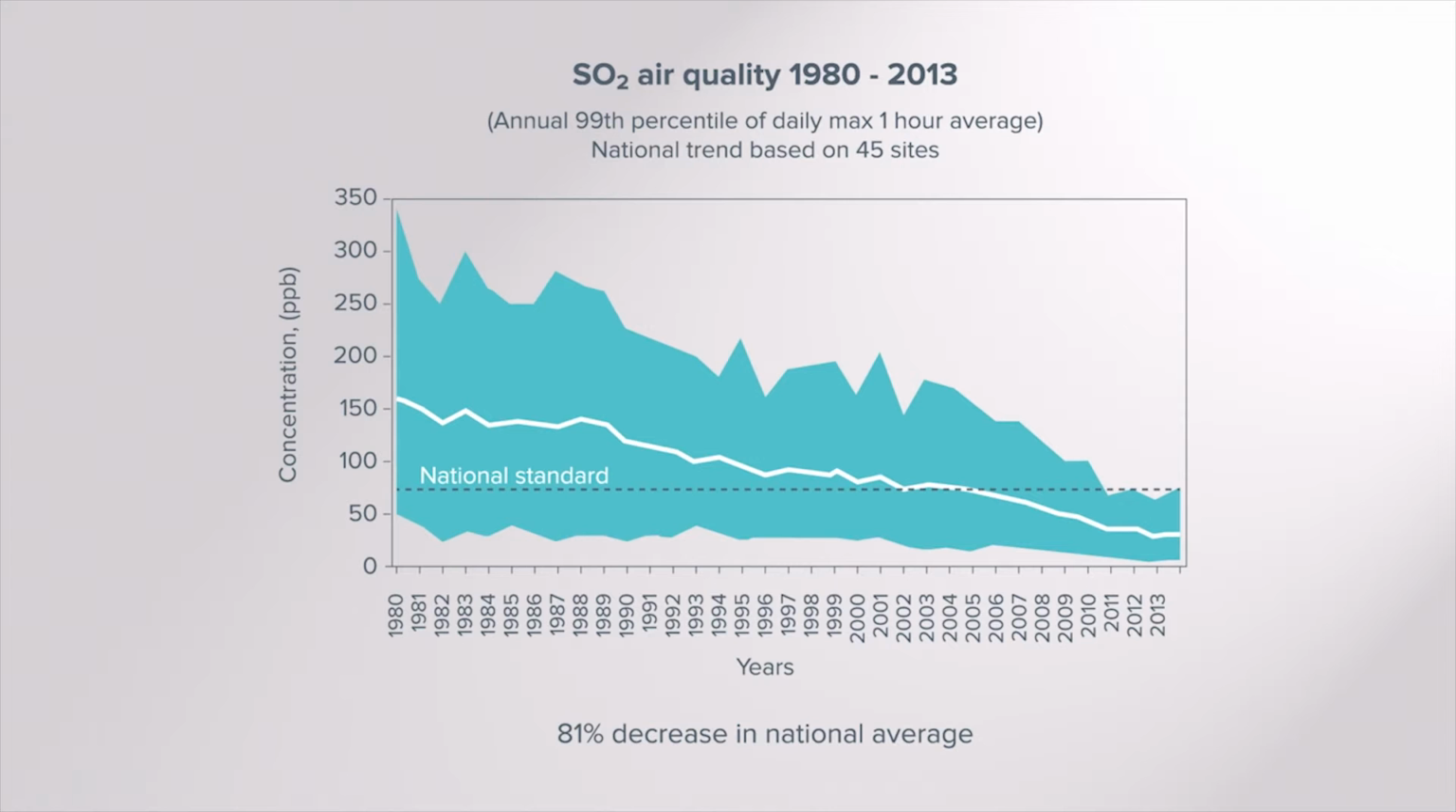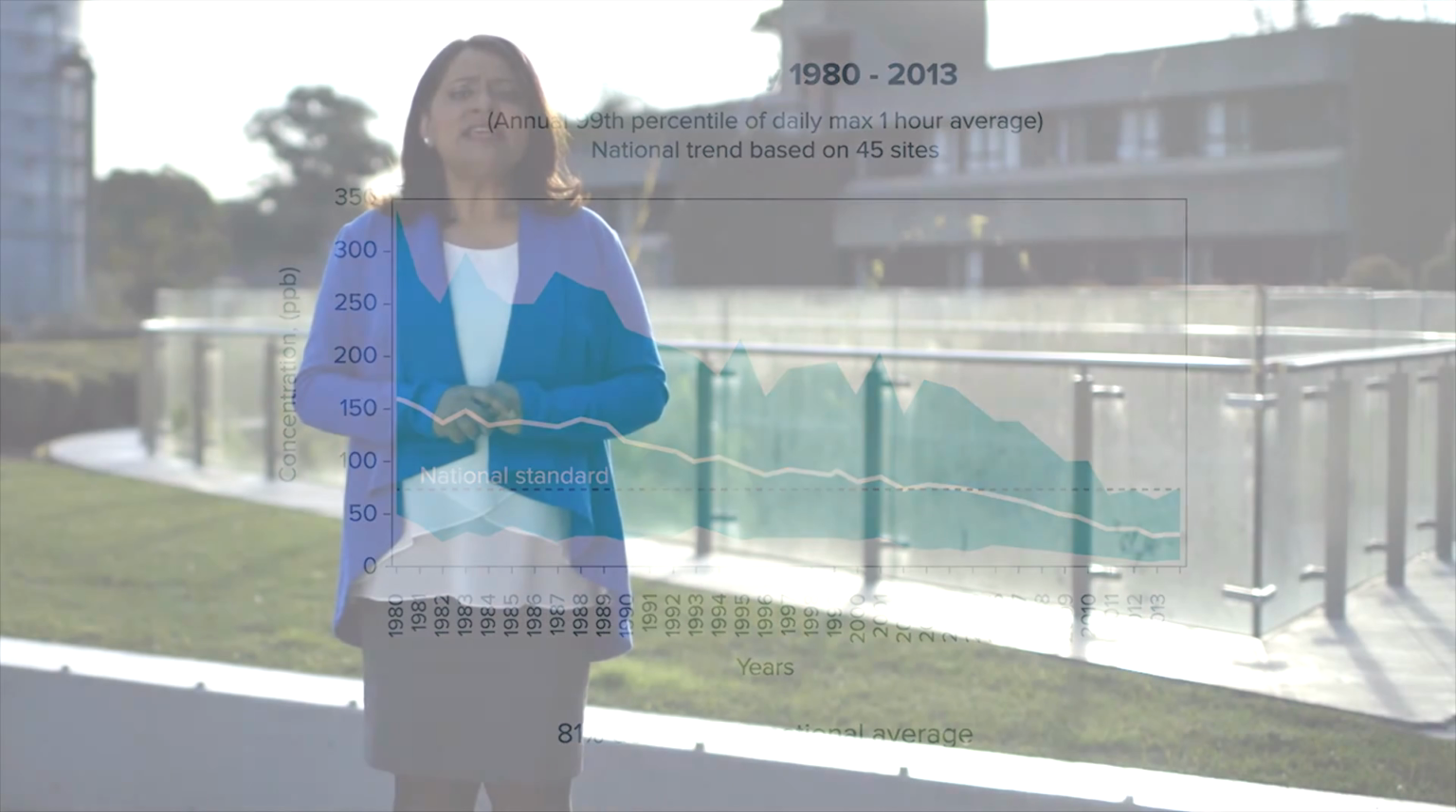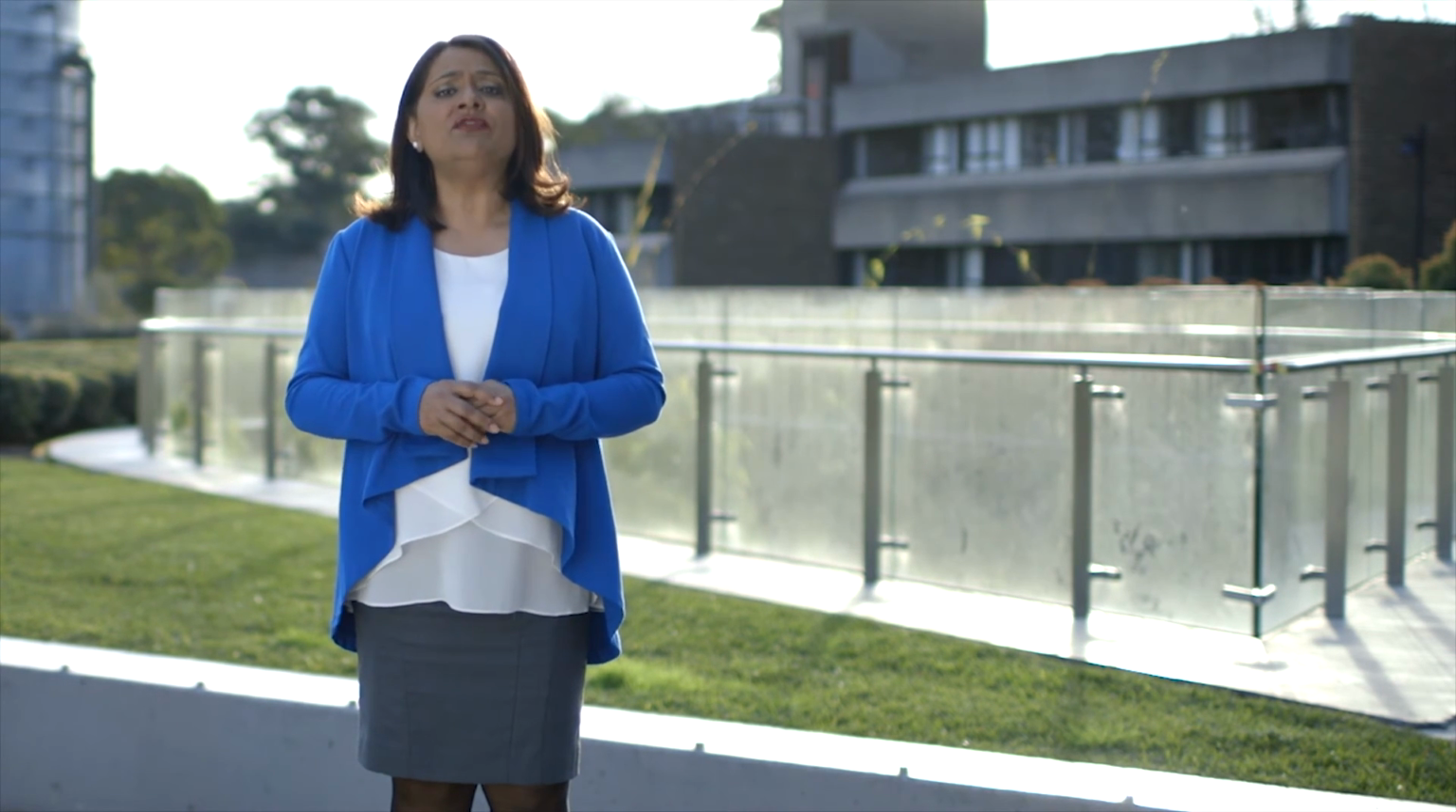In the US, monitoring air quality from 1980 to 2013 has shown an 81% decrease in sulfur dioxide emissions. Satellites are providing important new information about global nitrogen oxide, NOx, emissions. For example, instruments on the European Space Agency's ERS-2 satellite are providing valuable information, including the levels of oxides of nitrogen.